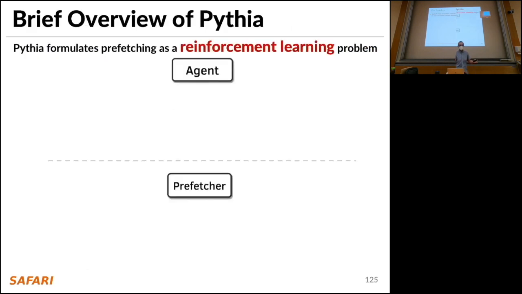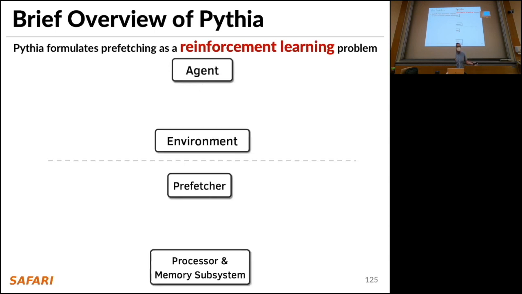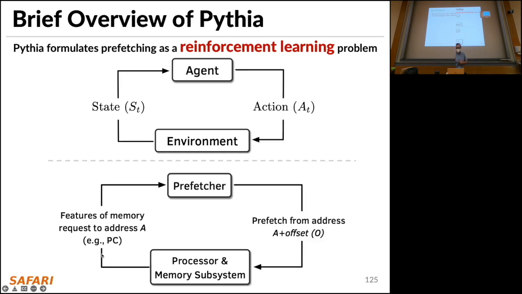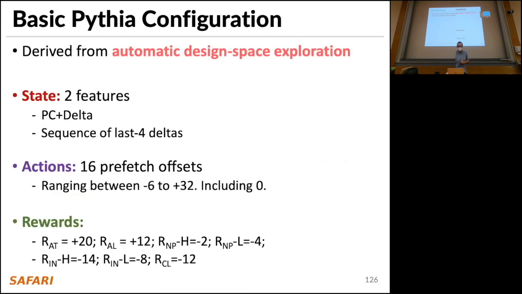The idea of Pythia is to formulate prefetching as a reinforcement learning problem. You have an agent, the prefetcher. You have an environment, the processor and the memory subsystem. State is the features of a memory request to address A, for example. Action is what kind of offset you should use to prefetch after this. There's a reward, which I'm not going to go into, that basically penalizes you if you take the wrong action, let's say, if a prefetch is not used. The paper has a lot of detail on what the state and actions should be, but I kind of gave you an idea. For example, state could be the delta, the stride that you think is there, the sequence of the last 4 deltas, the sequence of strides, and the rewards you need to use.